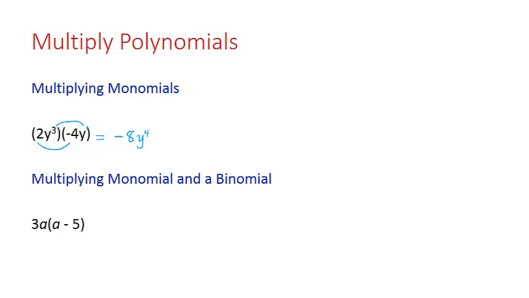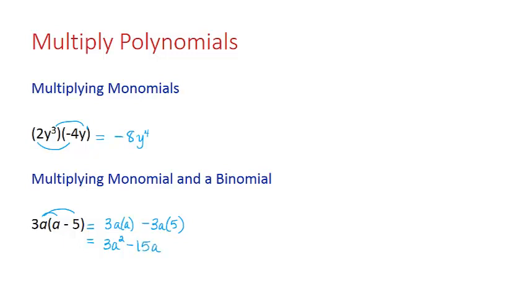When we multiply a monomial times a binomial, we distribute, as I just showed you in the previous slide. 3a times a minus 3a times 5 is 3a squared minus 15a.